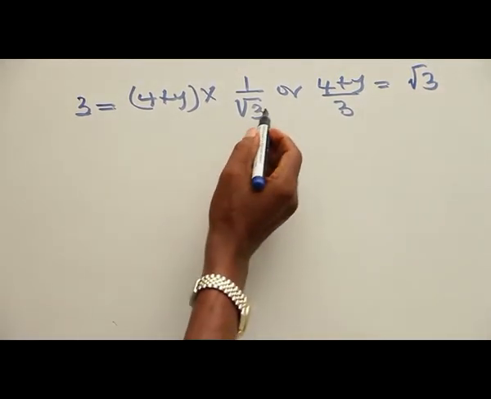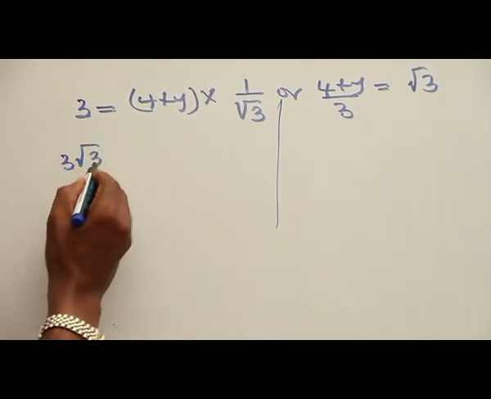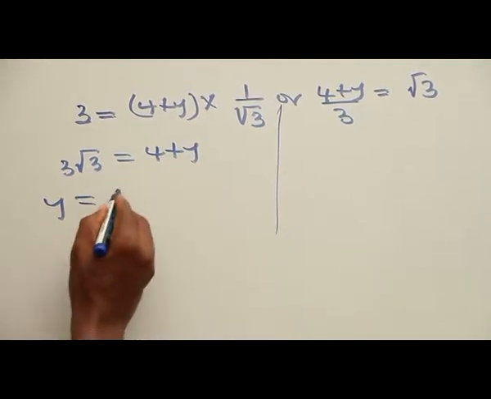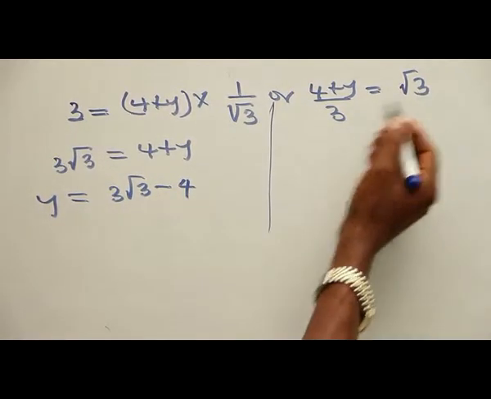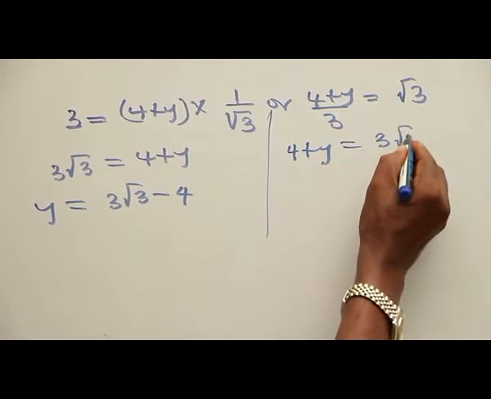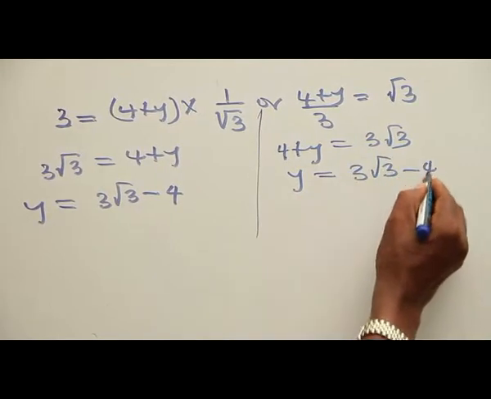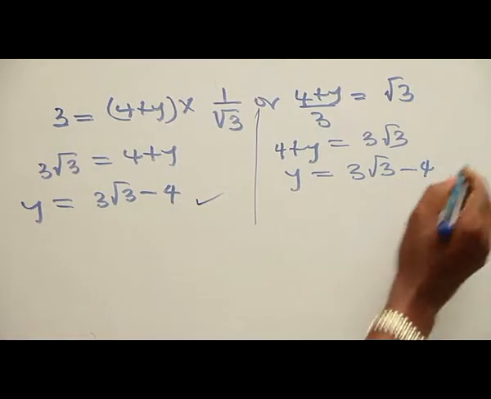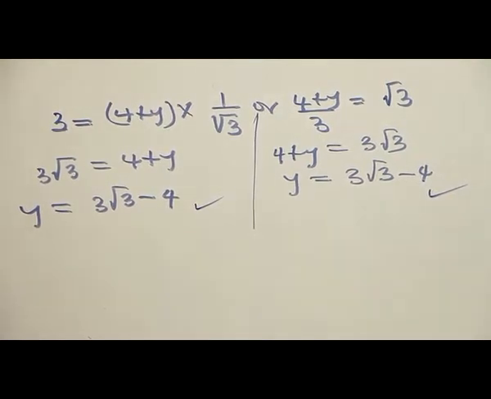Now let's see what happens in this case. This one we cross and multiply. 3 root 3 is equal to 4 plus y. Therefore y is equal to 3 root 3 minus 4. If you are using this, you cross multiply. 4 plus y is equal to 3 root 3. Therefore y is equal to 3 root 3 minus 4. Both will give you the same solution. So the answer to the problem is this, or in other words, the same thing with that. You will have found the value of y.